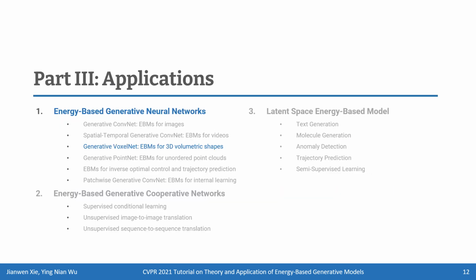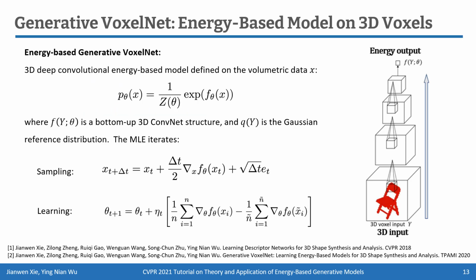Now, let's talk about the application on 3D computer vision. We will first focus on voxel representation and then point cloud representation. Energy-based generative VoxelNet is an energy-based framework for 3D volumetric shape representation. It parameterizes the energy function by a bottom-up 3D convolutional neural network structure and follows the same modeling and learning scheme of the generative ConvNet model.